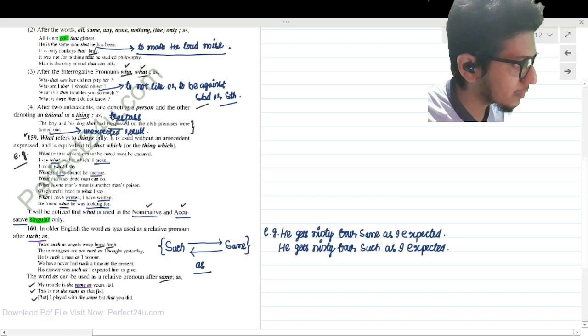In older English, the word as, this is rule number 160, was used as a relative pronoun after such. Tears such as angels weep burst forth. He is such a man as I honor. The word as can be used as a relative pronoun after same: my trouble is the same as yours. This is not the same as that. He gets 94, same as I expected.